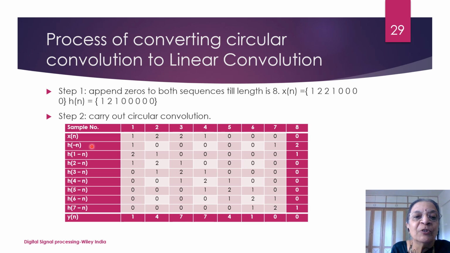And now again do the same process. Find h of minus n. What will h of minus n be? These zeros will come first and then this will be 1 and 2. Again do circular shifting by one sample, and after circular shifting again do sample by sample multiplication. So do the process of convolution and now see what you are getting. 1, 4, 7, 7, 4, 1. You are getting 6 samples and the further 2 samples are 0. So by appending extra zeros, no harm occurs and I am getting all 6 samples as expected.